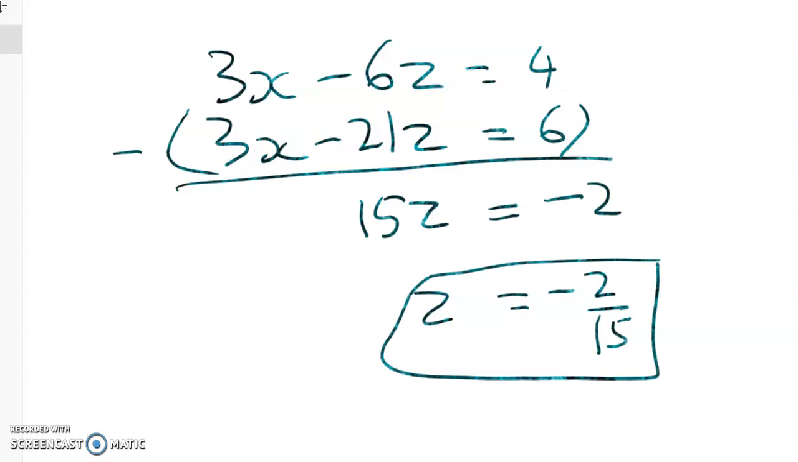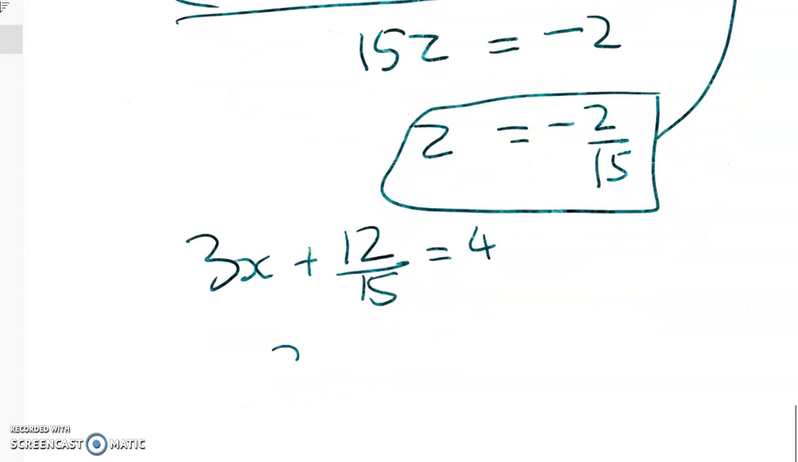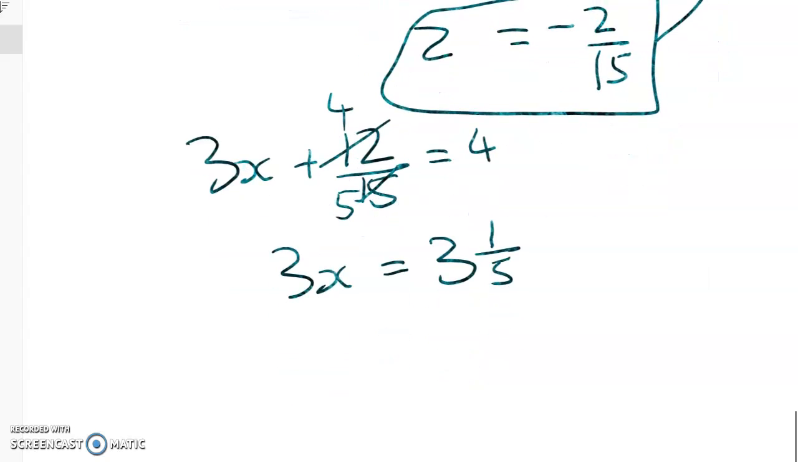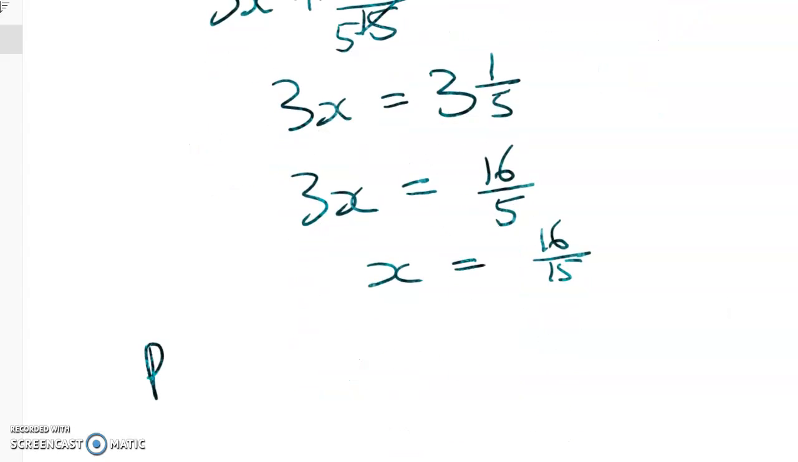We now have to substitute this back in here to find x. So we have 3x plus 12/15 is equal to 4. 3x is equal to 3 1/5, right, because this is 4/5. So 3x is equal to 16 over 5, giving me x is equal to 16 over 15. Yuck. So the point here is 16 over 15, 0, and negative 2/15.